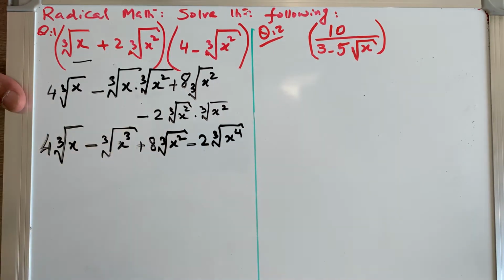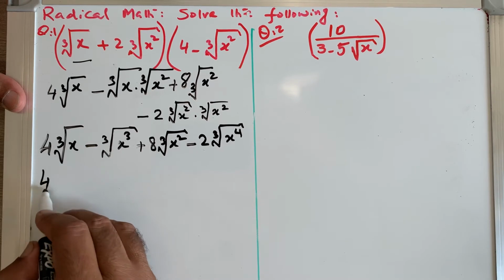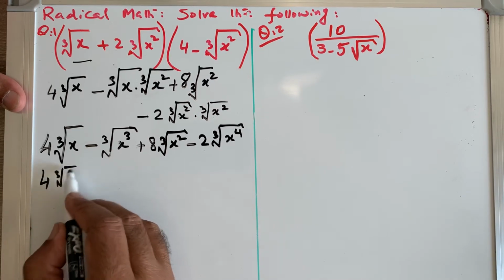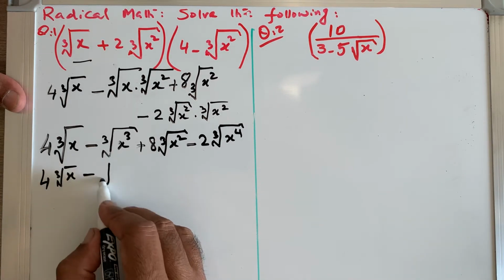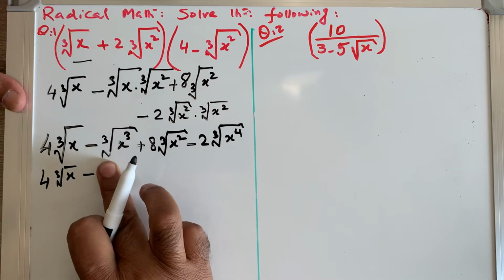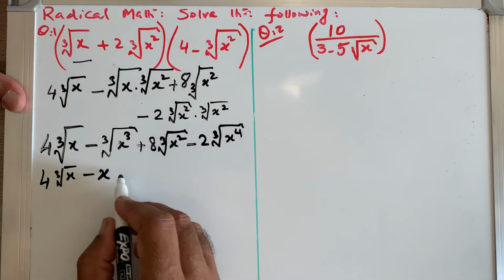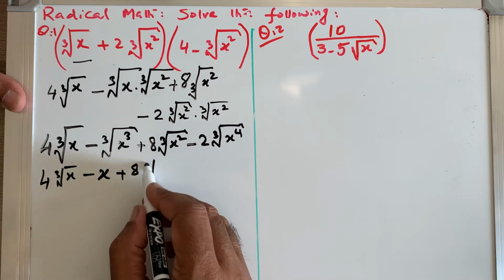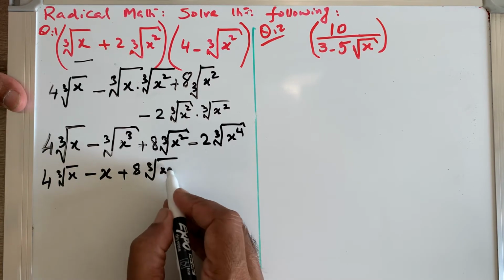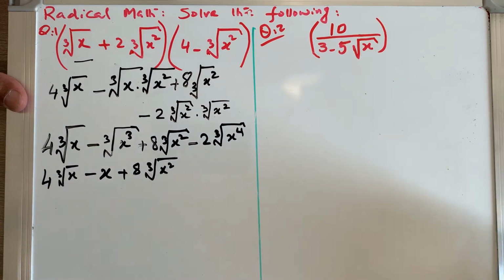So now we can see what we can do here. 4 cube root of x remains the same. I cannot solve it further. Minus cube root of x cube I can solve, because x cube and the cube root gives you x. So I can write x, plus, now I have 8 cube root of x square, which I cannot do anything with right now, because it's a cube root of x square.